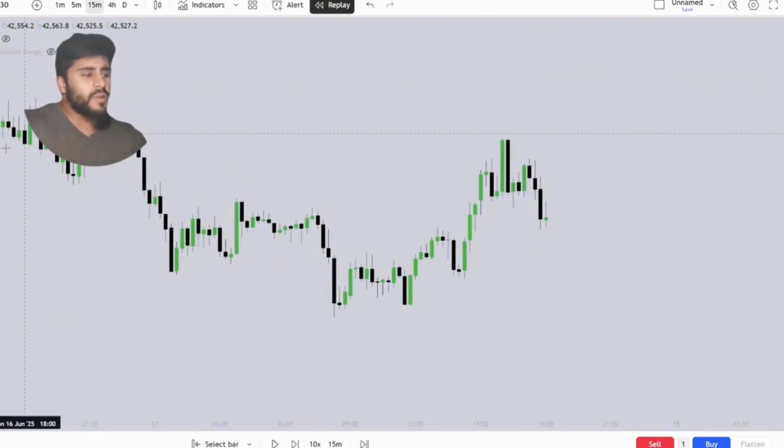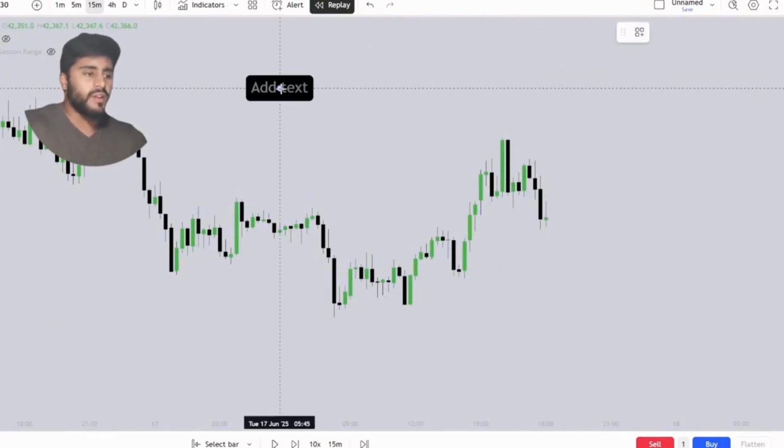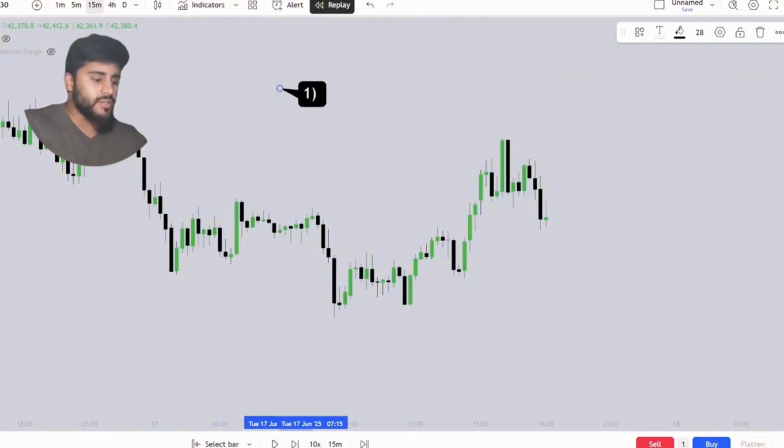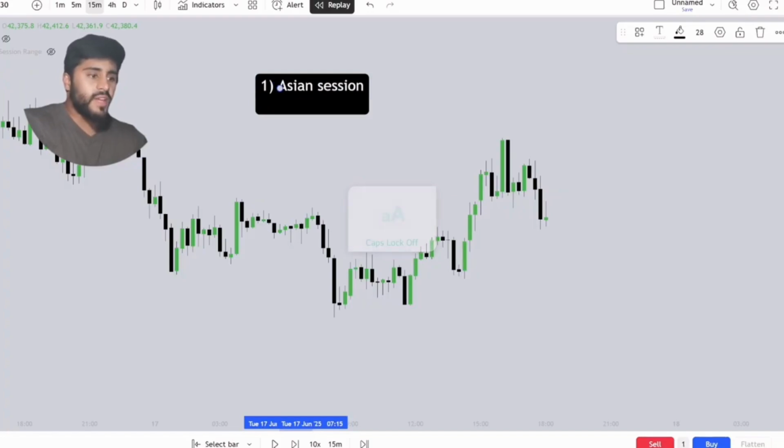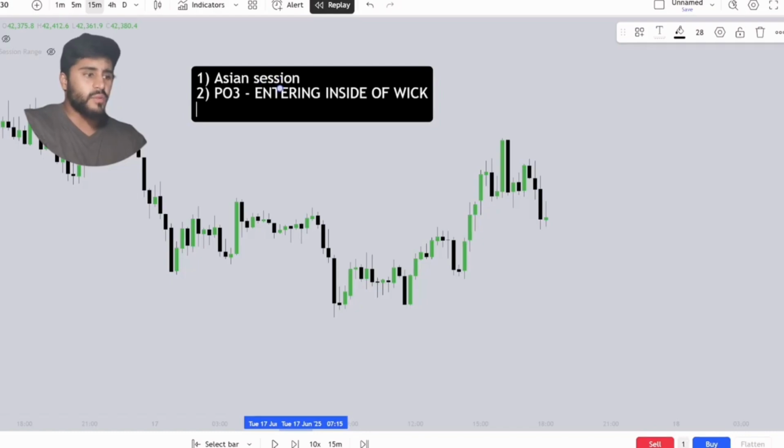And so when it comes to forming a trend reversal, I'm looking at a couple of things, right? I'm looking at the Asian session. This is very important to understand. I'm then looking at the PO3, and we're going to go over the power of 3 in a lot of detail, and we're going to look at what we call entering inside of a wick. And then the last thing we're going to look at is, of course, order flow, right? I can't make a video without order flow because order flow is the most important thing.